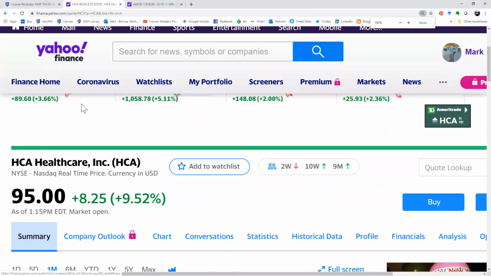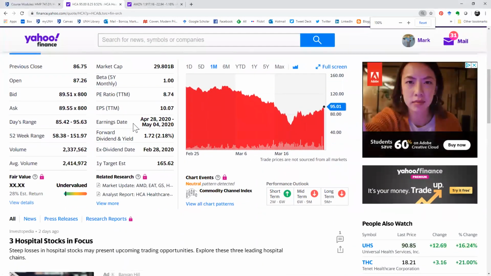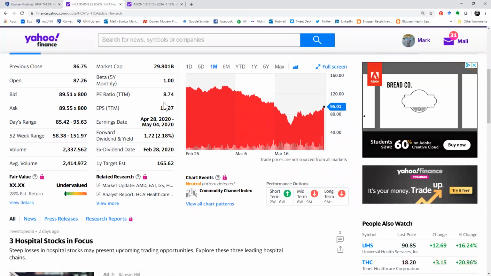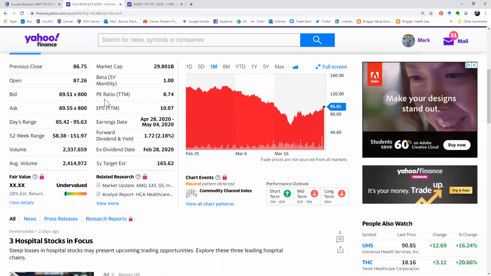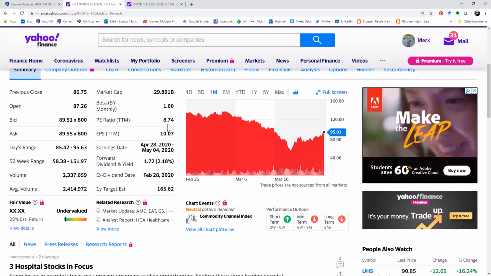There we go. So if you see this thing called the PE ratio, this is the price earnings ratio. So this is the price divided by the earnings per share. And in this case, it's the previous day's price, so it's the trailing or lagging PE ratio. So price divided by earnings of 8.74.